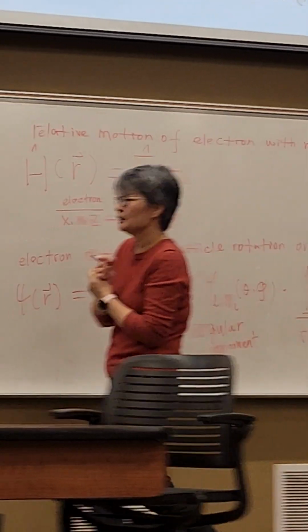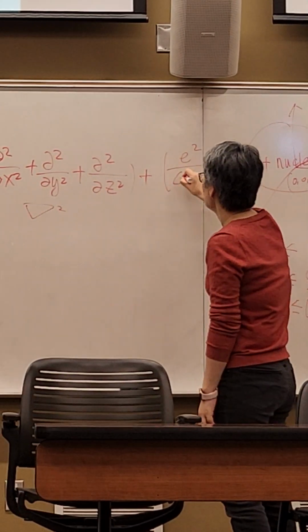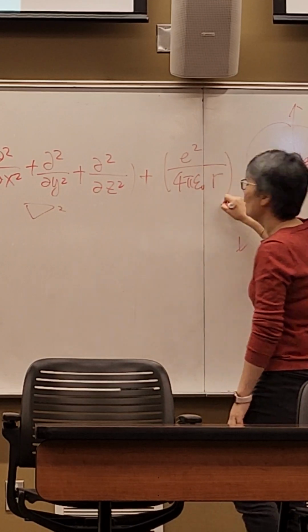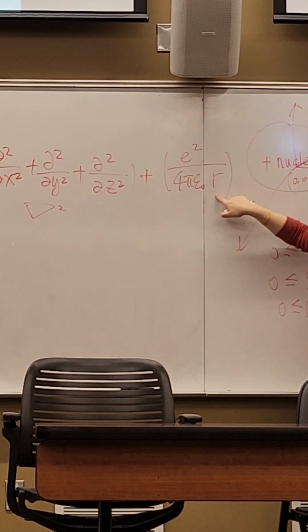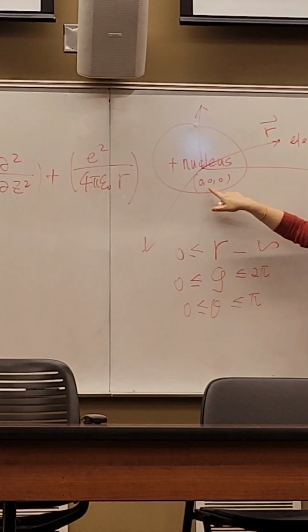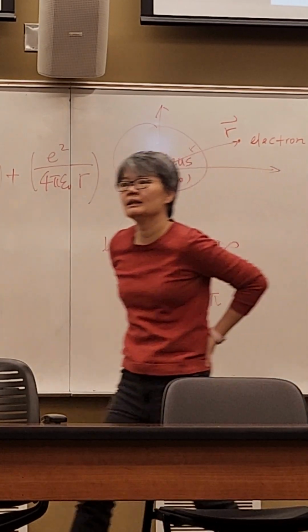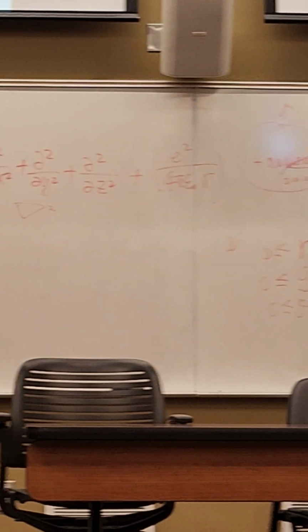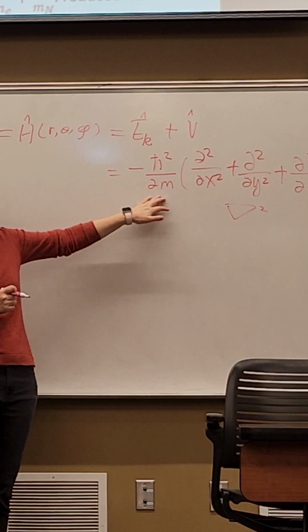So what would be the potential? It will be e squared over 4 pi epsilon 0 and r, right? What is r? r is the radius. It's a vector, but you have 3 variables r, theta and phi. So r is your variable distance from the origin between the 2 charge points, nucleus and electron. So that is your r right here. Isn't that your potential? Now, I think where you mentioned, what about the mass here, right?